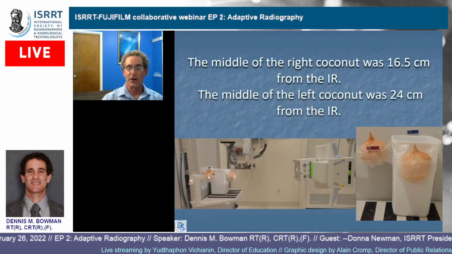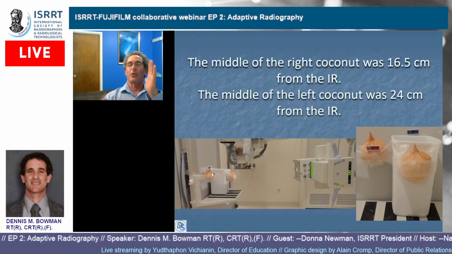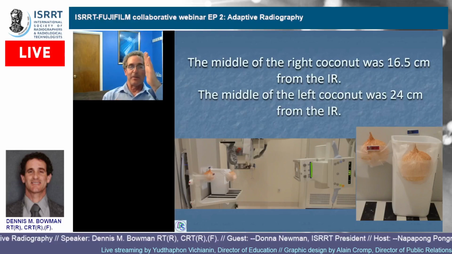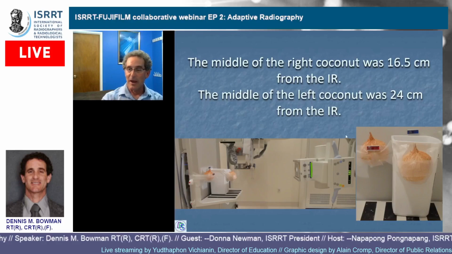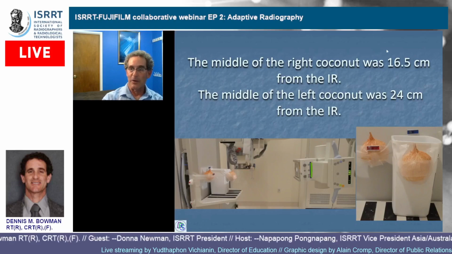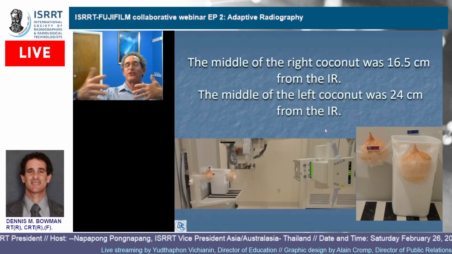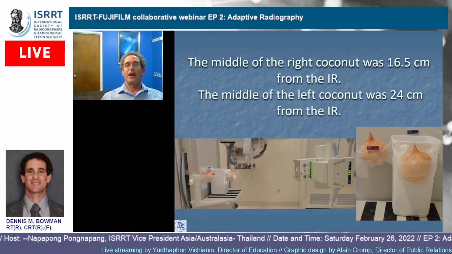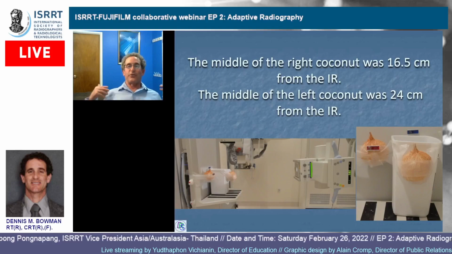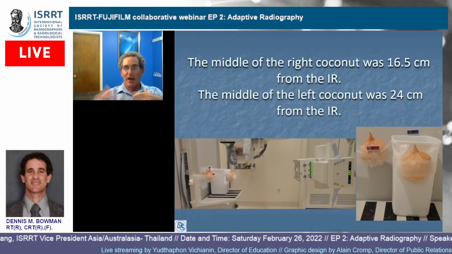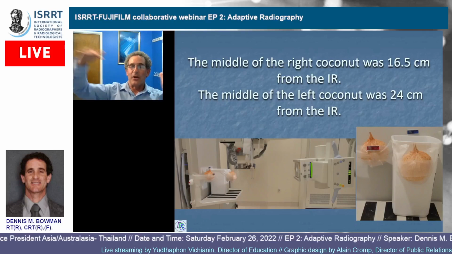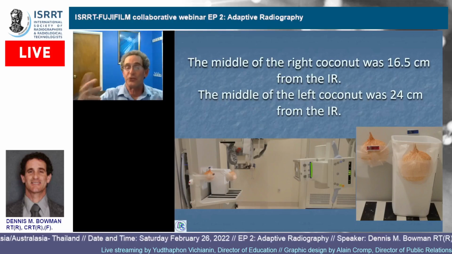So here we have two different coconuts on the fluoro table that can go down and back up again. Right now it's straight up and down. We have the one coconut right up against it with the right marker, and that one is 16.5 centimeters from the IR. Then we have this one against the garbage can, so it's further out, 24 centimeters out. We did the distances so that it would be like a large patient and their small intestines, where some of it's further back, some of it's out further. So you're getting different angles because they're further or closer. That's why there's two.